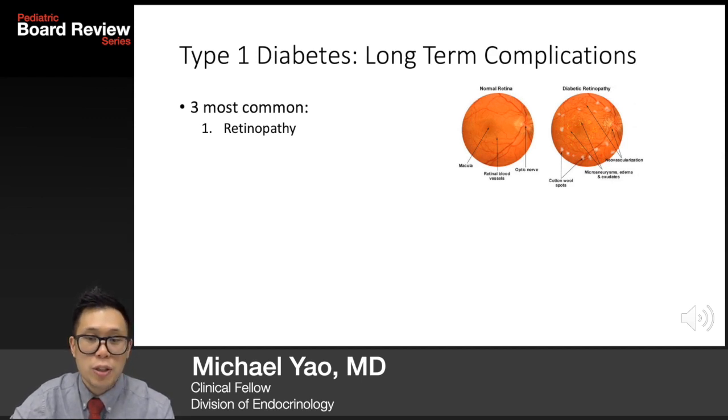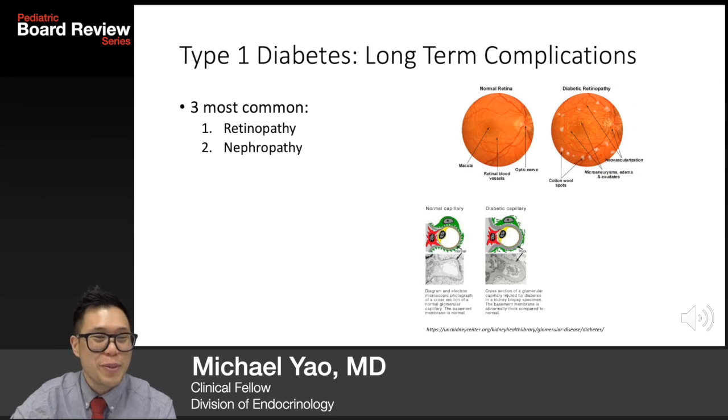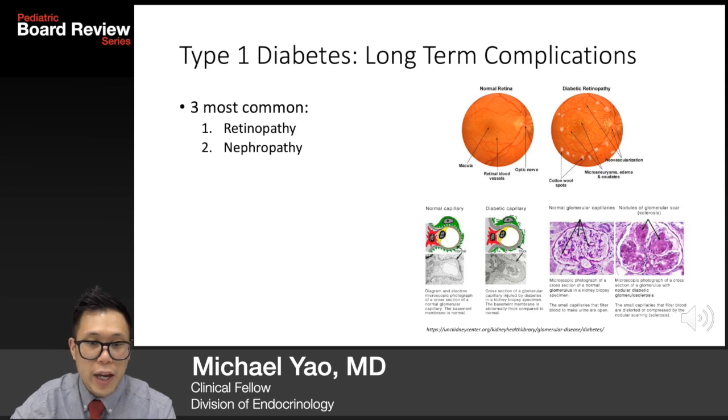Regarding long-term complications, there are three most common. The first is retinopathy. Here in this figure, on the left is a normal retina, and on the right is a fundoscopic exam of someone with diabetic retinopathy. Note the cotton wool spots, the microaneurysms, and the neovascularization.